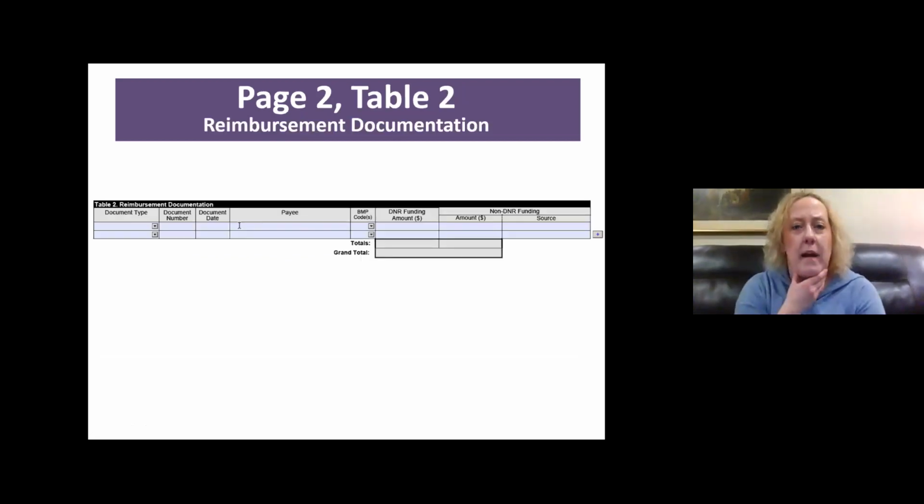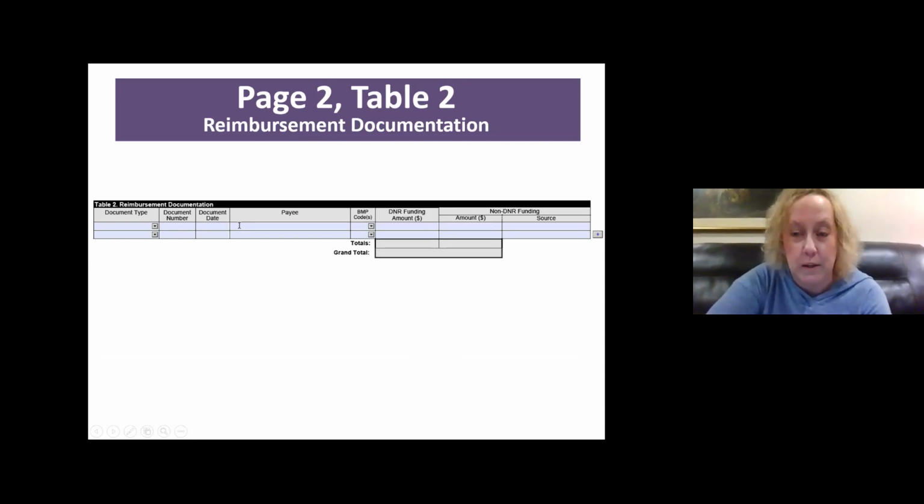Okay, so moving on to table 2, this is where you start logging the reimbursement documentation, and this is where each proof of purchase, in most cases that's an invoice, needs to be entered for each BMP. So additional rows can be added by selecting the plus sign on the right-hand side of this table. And right now that's being hidden by our little Zoom windows, but it's over to the far right.